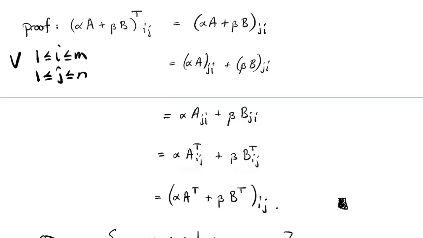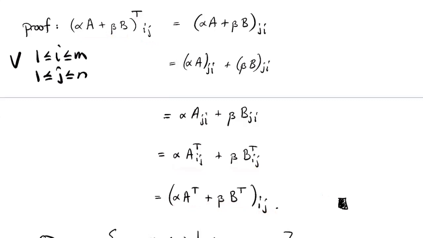Okay, so at the end of the day, this matrix (alpha A plus beta B)'s transpose, its ij entry is the same as the ij entry of alpha times A transpose plus beta times B transpose. So that proves the lemma.